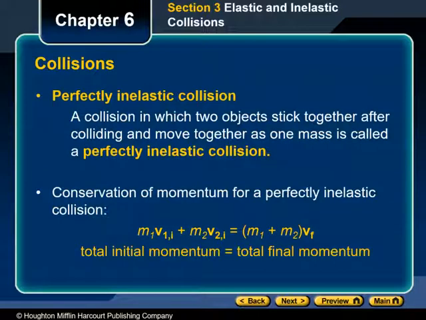Perfectly inelastic collisions can be analyzed in terms of momentum. When two objects, such as the two football players, collide and move together as one mass, the collision is called perfectly inelastic. Likewise, if a meteorite collides head-on with Earth, it becomes buried in Earth, and the collision is perfectly inelastic.